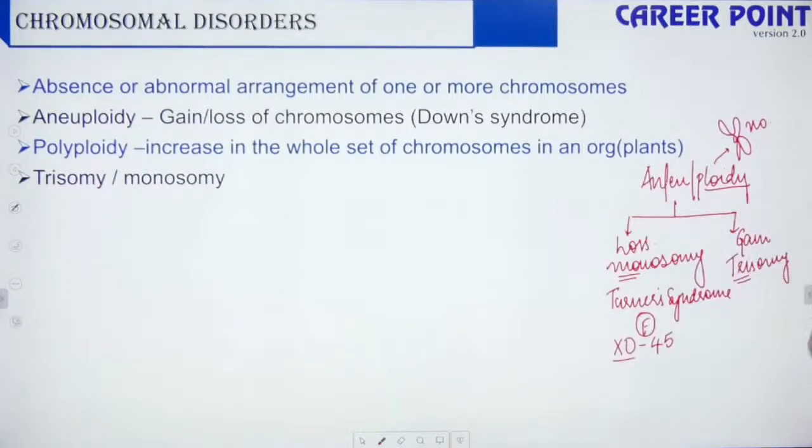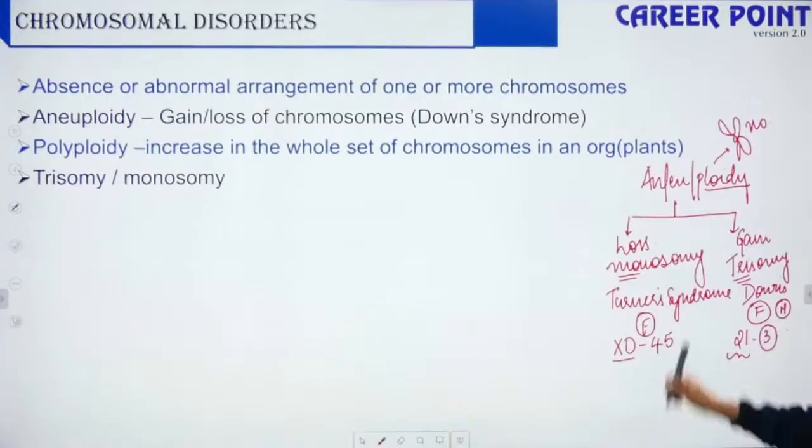For trisomy, the example is Down syndrome. Down syndrome can occur in a boy or girl, male or female, but you have an extra copy of chromosome 21. You have 3 copies of this. So this is your aneuploidy. Yes, clear? Down syndrome is 3 copies of your 21st chromosome.